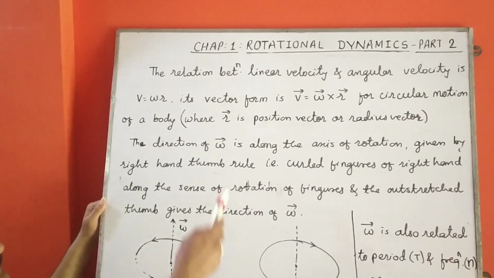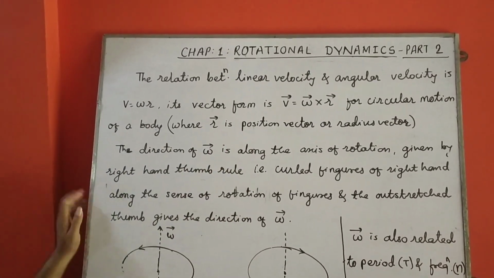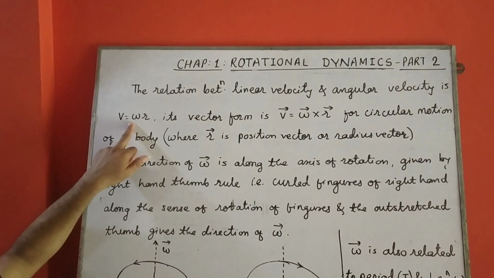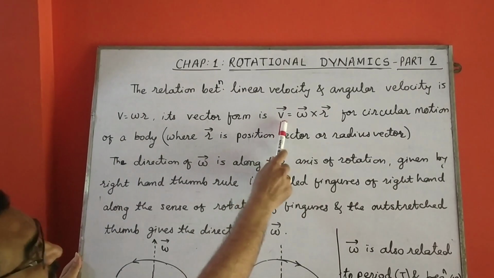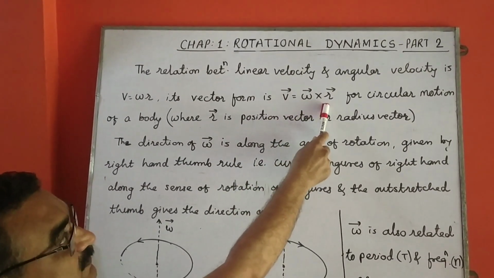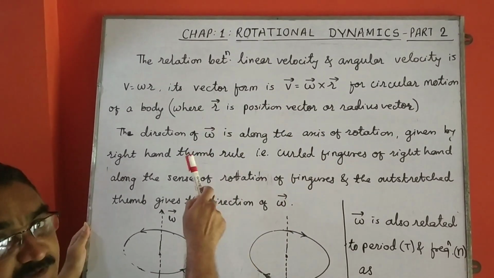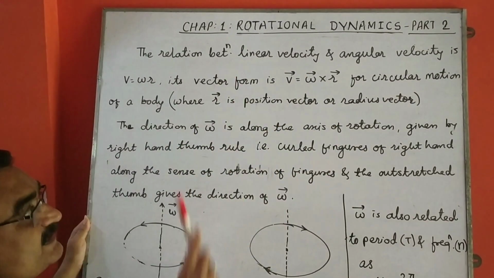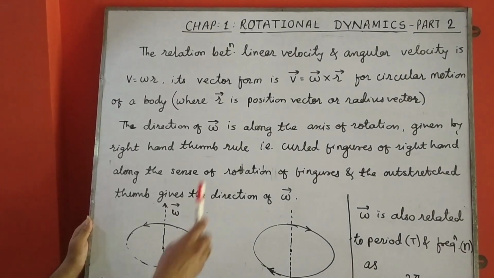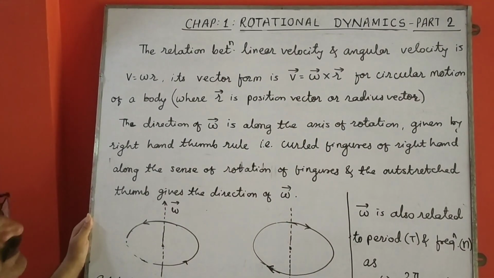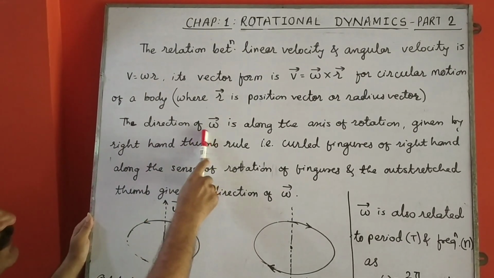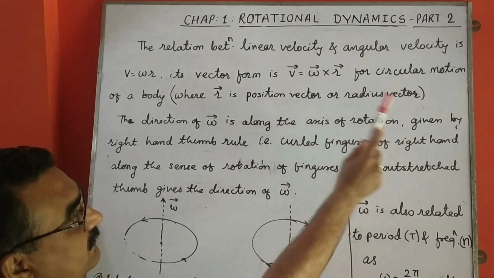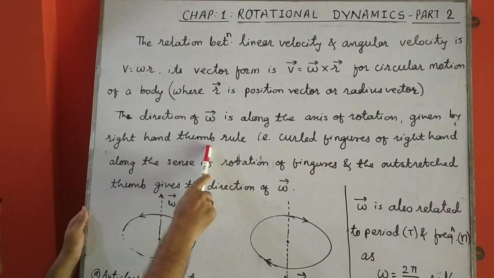Now this relation between linear and angular velocity is given by v = ωr, and in vector form, vector v = vector ω cross vector r. It is for circular motion, so vector r is a position vector, also called the radius vector. Here ω is a vector quantity, so there is a particular direction of ω. It is along the axis of rotation, which is given by the right hand thumb rule.